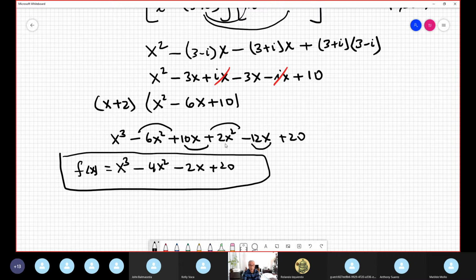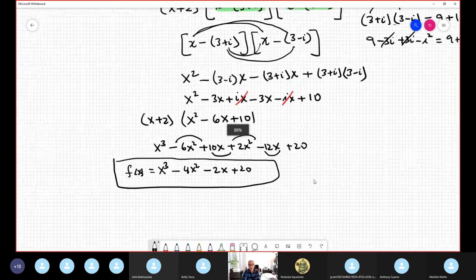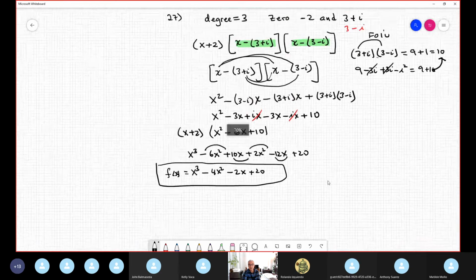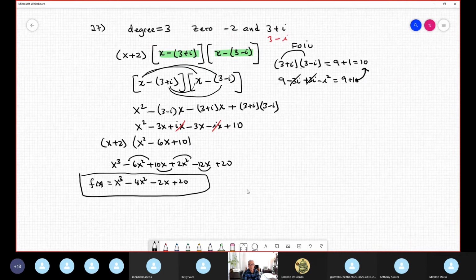The zero is negative 2, and the zero is 3 plus i, and the other, the conjugate, is 3 minus i. Any question? Super good or no? Okay, it's good.